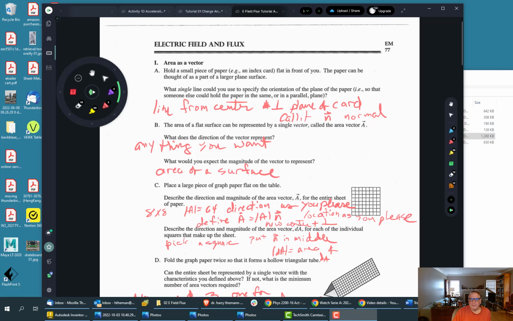Now time for electric field and flux. Here is the tutorial. So, what single line could you specify location?